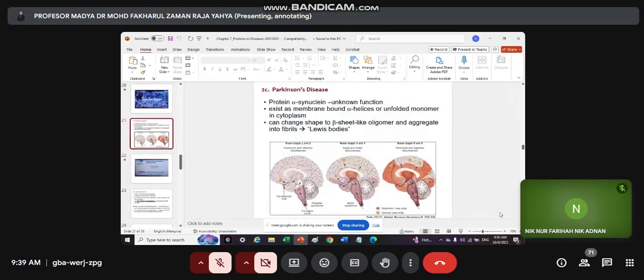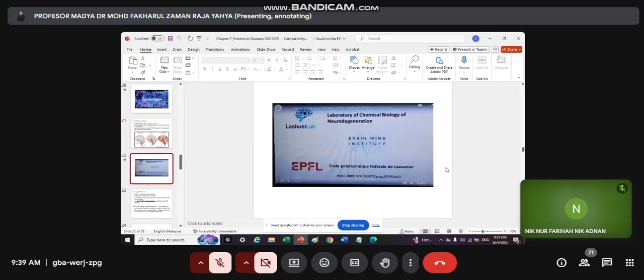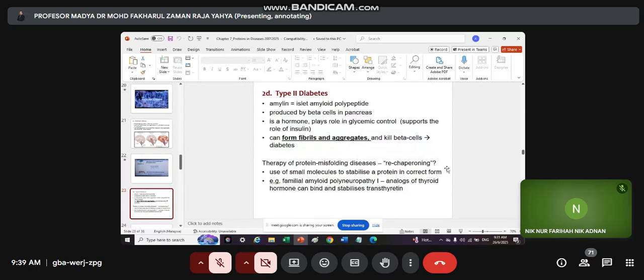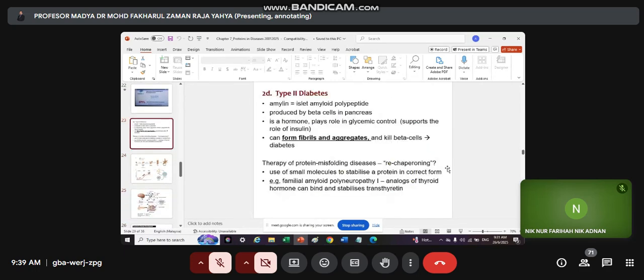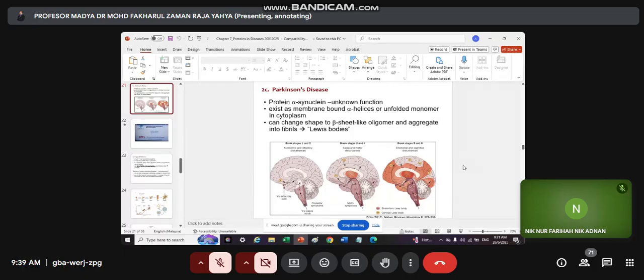Okay, the last one is Parkinson disease. Type 2 is also shown here. Parkinson disease involves alpha-synuclein protein. The structure changes to a beta sheet-like oligomer, and like other diseases, it forms aggregates.